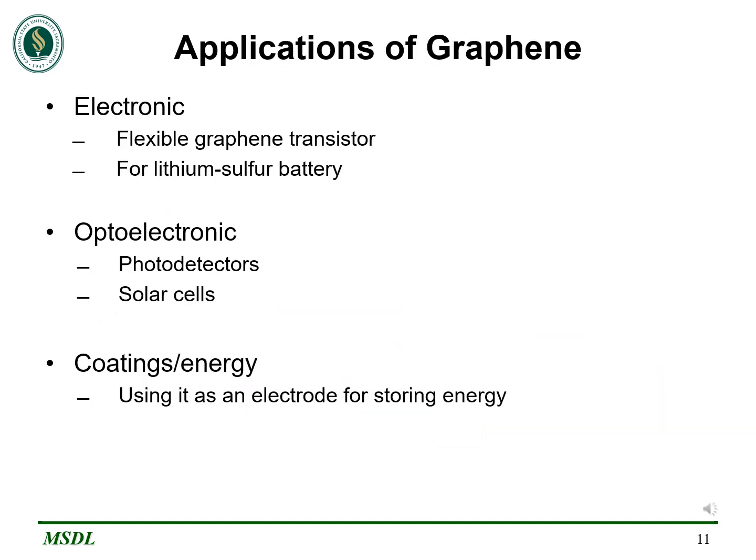Now that we have discussed the integration methods for graphene, let's explore some of its exciting applications. In the electronics industry, graphene has shown promise as a flexible material for building transistors. Its capability to operate at low voltage with high sensitivity at room temperature makes it better than a silicon transistor.